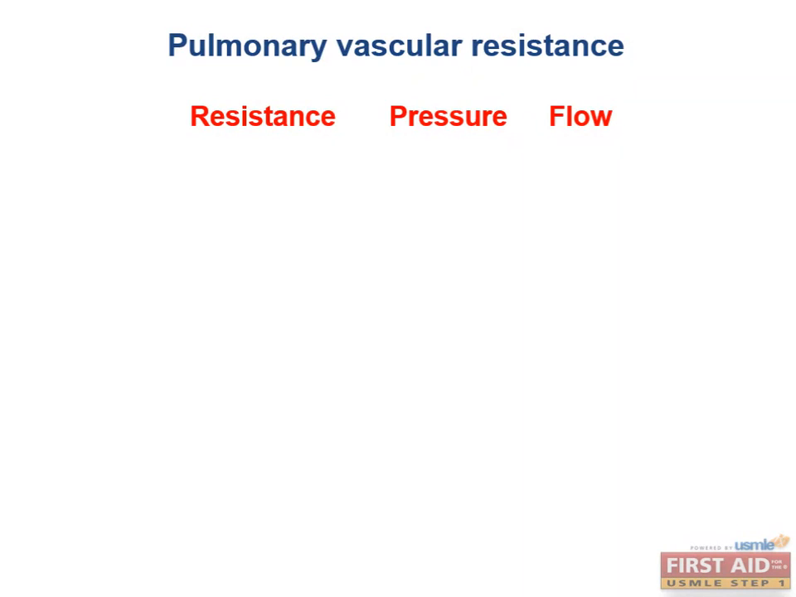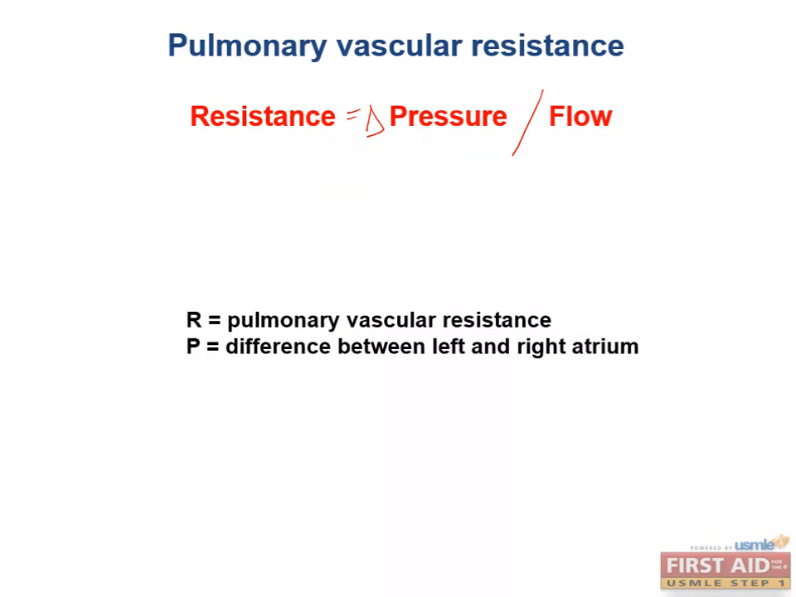Resistance equals the pressure gradient divided by the flow. In this case, R is the pulmonary vascular resistance. The pressure gradient, or delta P, is the difference in pressure between the pulmonary artery and the left atrium. And Q, or flow, is the cardiac output.